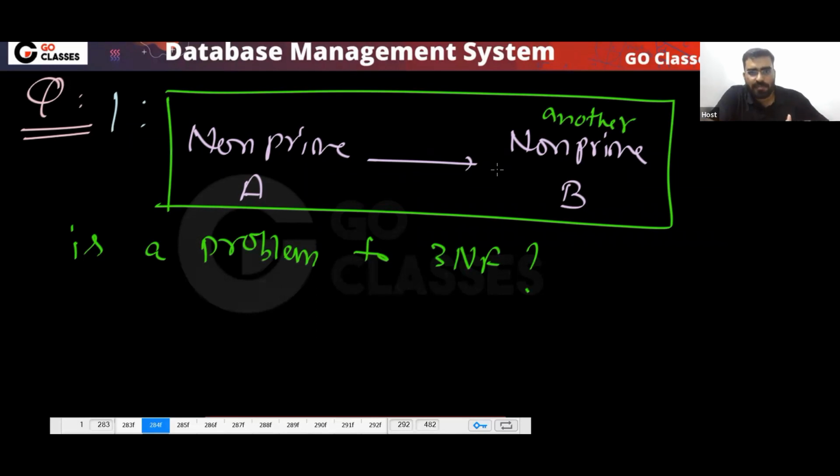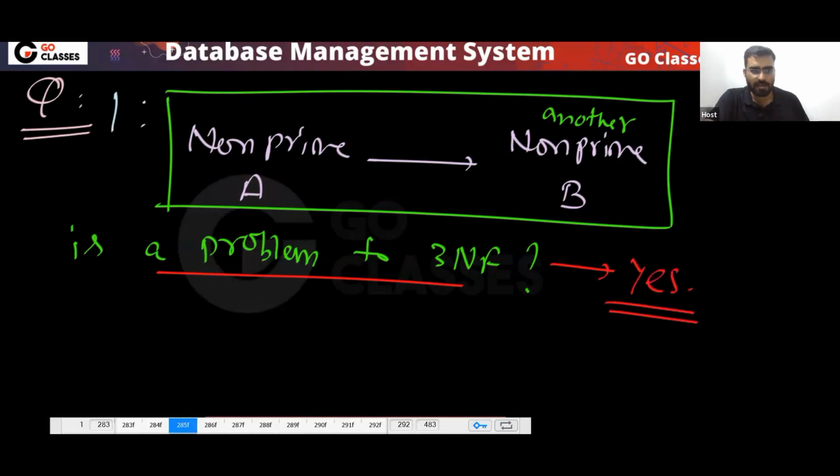Can you prove it? Take copy pen. Nikhil, Yuvraj, Ekta, all of you, take copy pen. Can you prove it? Why is this a problem to 3NF? Non-prime attribute determining another non-prime attribute. Is this a problem to 3NF? Yes, this is a problem. The answer is yes.